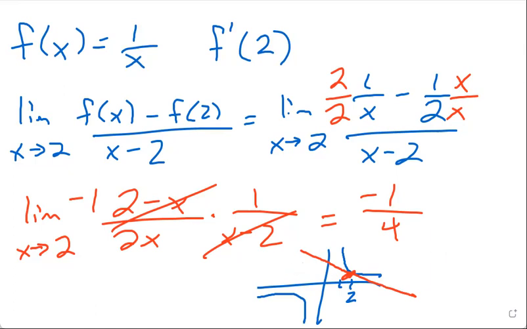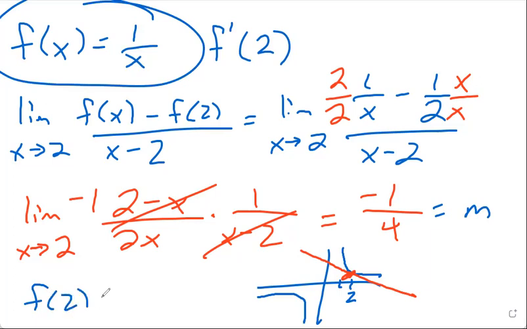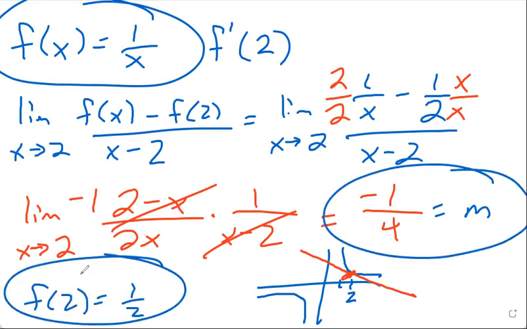And to find the equation, well, you already have the slope. The slope is negative 1/4. The point would come from the original function, so f of 2 is equal to 1/2. Once you have a slope and a point, you can do point-slope form and find the equation of the line. Those are several applications you may encounter when dealing with the limit definition of the derivative. Let's go ahead and finish this one up.